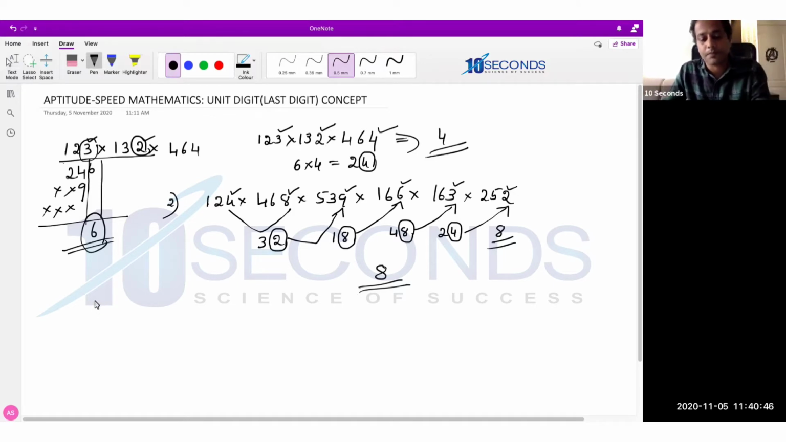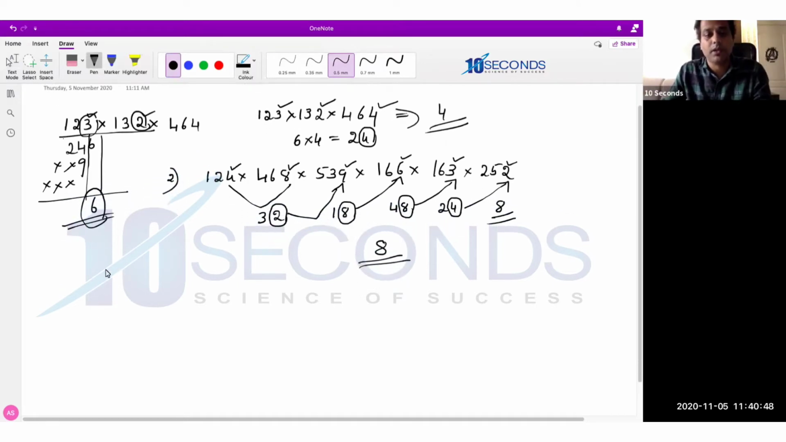Let me take the next type of example. Third one. This is a little different. Find the last digit of the product. This time it is 4 to the power 100. What does 4 to the power 100 end with?